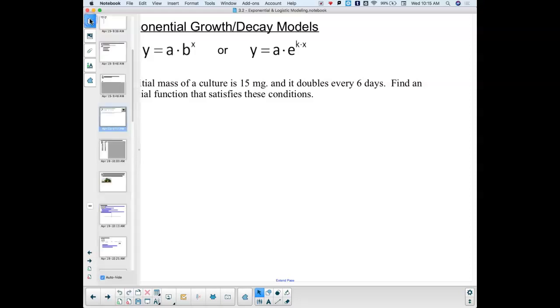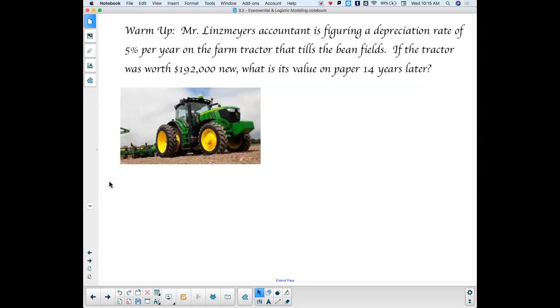I don't even think I'm supposed to be on this slide. Nope, I'm supposed to start with that one. I knew I was supposed to start with a tractor problem. Okay, your favorite, tractor problem.